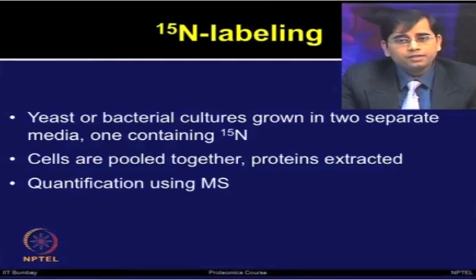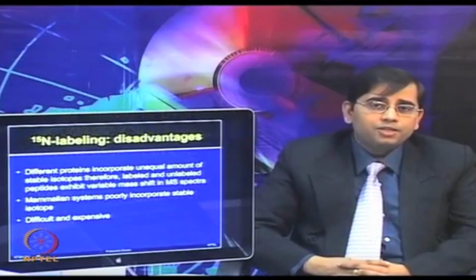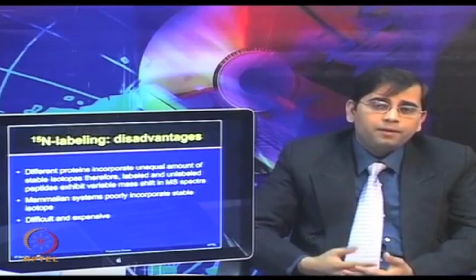Yeast or bacterial cultures are grown in 2 separate media, one containing 15N, and the cells are pooled together. Proteins can be extracted from these pooled cells and quantified by using mass spec. Although 15N labeling is an easy method, there are various disadvantages. The protein incorporation in your control and treatment could be unequal due to these stable isotopes. Therefore, the labeled and unlabeled peptides exhibit variable mass shift in the MS spectrum. Mammalian systems very poorly incorporate these stable isotopes. Furthermore, this method is difficult and expensive. Due to these limitations, researchers have tried other labeling methods as well.